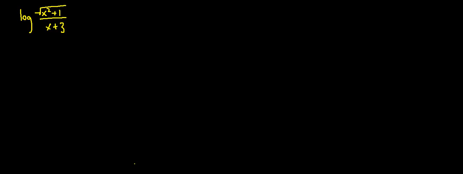I have the log of the square root of x squared plus 1 divided by x plus 3, and I want to expand this out into a bunch of different logs. So the first thing I'm going to do is turn this into a difference of logs, because I have this division. This is equal to log of the square root of x squared plus 1 minus the log of x plus 3.